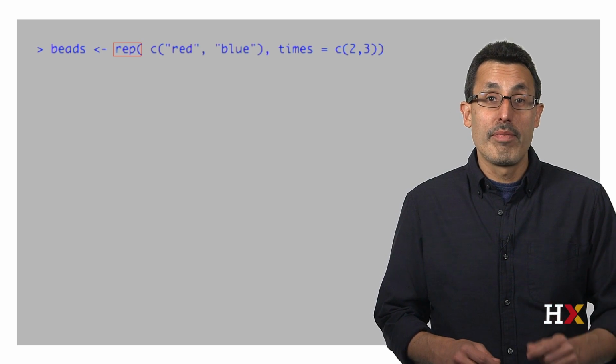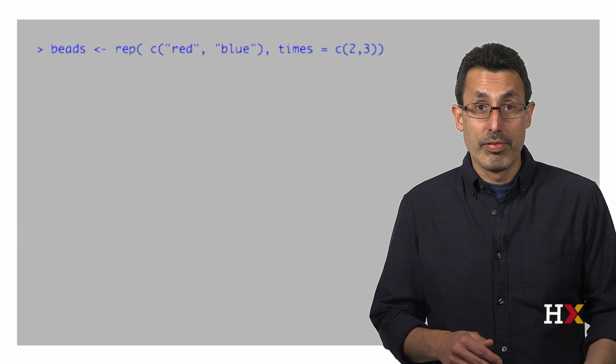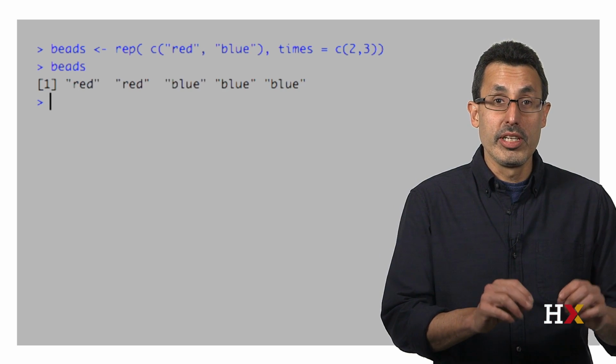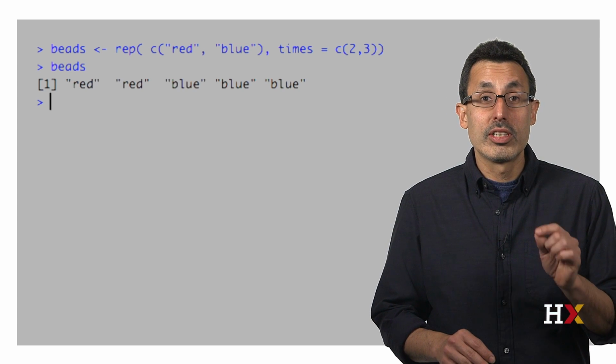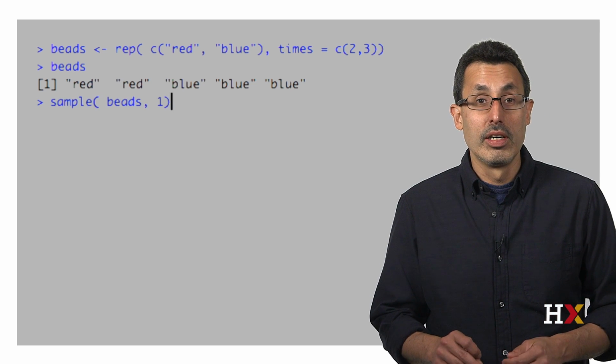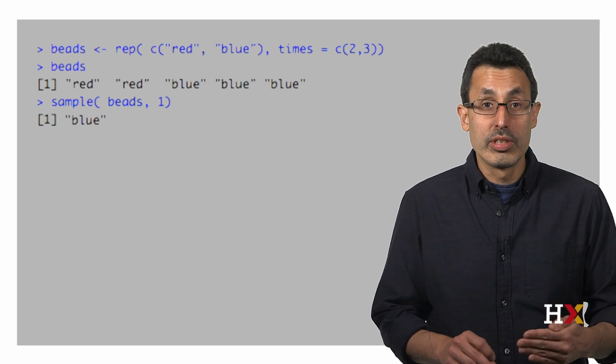First, use the rep function to generate the urn. We create an urn with 2 red and 3 blues. You can see when we type beads, we see this. Now we can use the sample function to pick one at random. If we type sample beads, comma 1, in this case we get a blue. This line of code produces one random outcome.